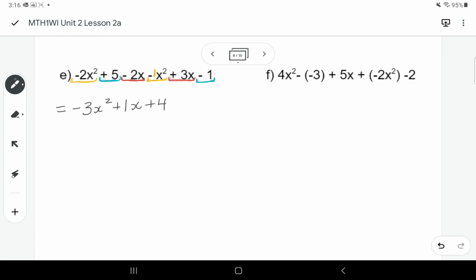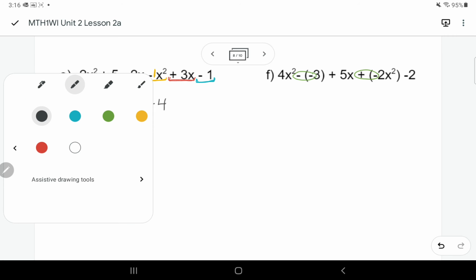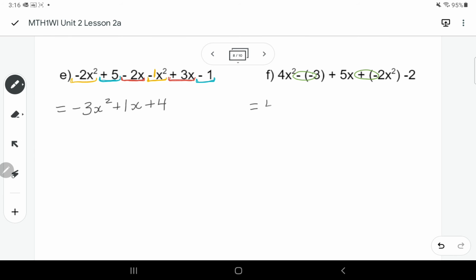So for F, it's a little bit trickier here. We don't want to have to try and do this with these double signs. Double signs with brackets, it's just that little bit of extra trickiness that you probably want to take care of before you do your like terms. So I don't want to write minus -3. I'm just going to put +3. Then +5x stays the same, and plus -2x squared, I'm just going to make that -2x squared and -2. So here, now we can do our like terms. I always like to clear out those double signs, minus a negative or plus a negative or whatever. 4x squared, the other x squared I see is this -2x squared.